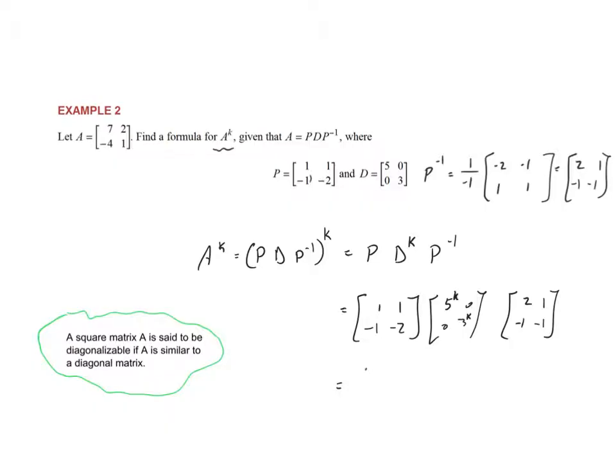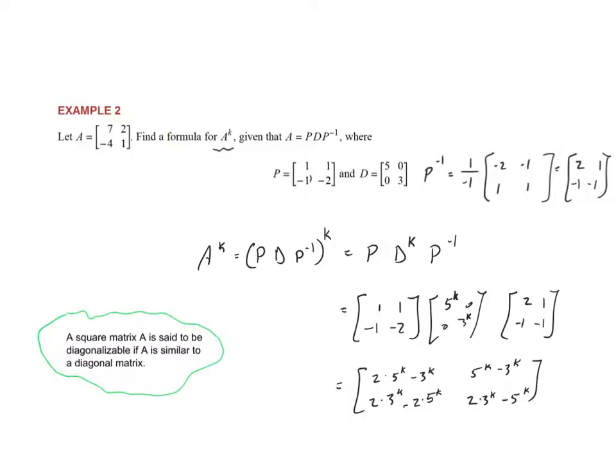then that product times the third matrix, and you end up with something kind of ugly looking, but it computes A to any power that I want with a pretty simple calculation. 2 times 5 to the k minus 3 to the k. Below that, 2 times 3 to the k minus 2 times 5 to the k. And then 5 to the k here minus 3 to the k. 2 times 3 to the k minus 5 to the k.